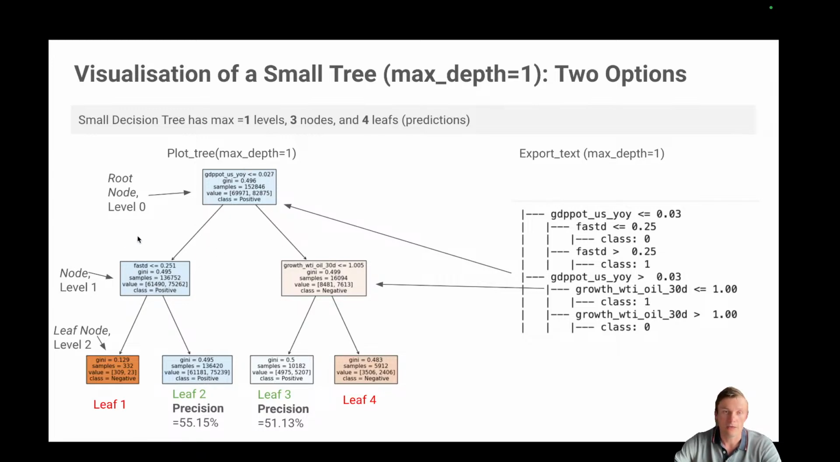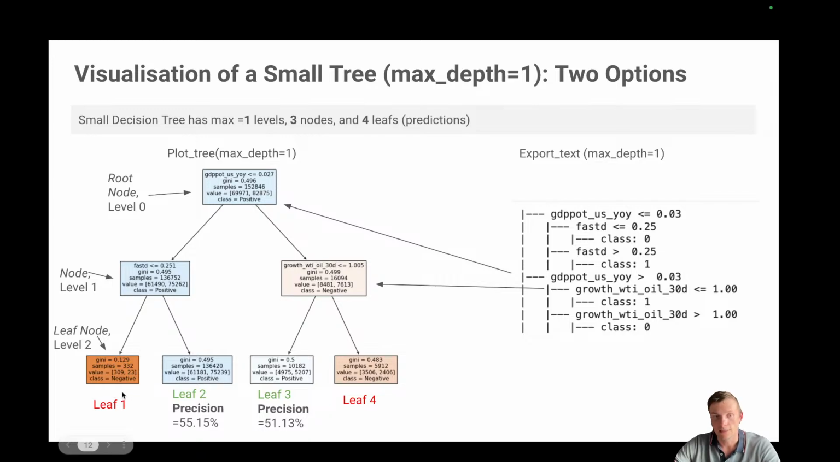And then we have 2 more nodes at level 1. So in the left subtree, we compare fast D. In the right subtree, we compare a different parameter, growth WTI oil 30 days. And then after you did these 2 rules, you can come up with a prediction. So at the next level, at level 2, you will have 4 leaf nodes, and they are called leaf nodes because they are final decision nodes.